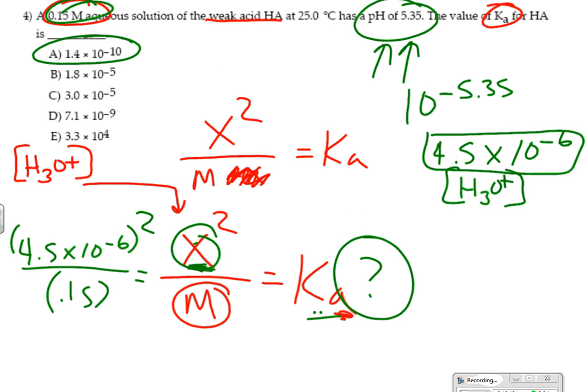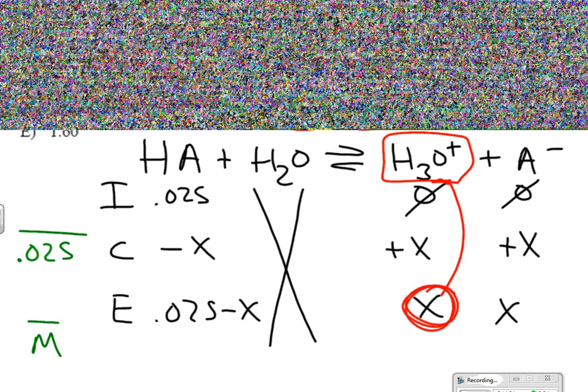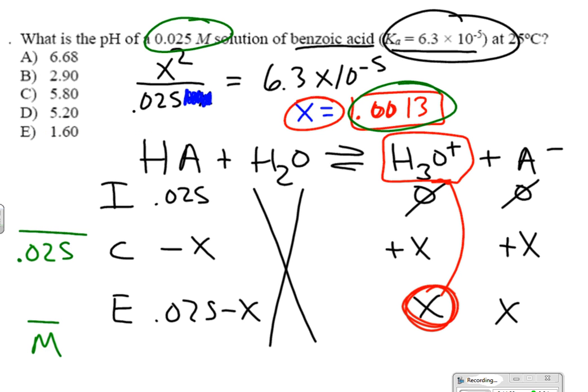So 0.025 is my molarity, because it's molarity on the bottom, and then my X. My X came out to be 0.0013. So I put 0.0013 on the top times 100. So when I do it on my calculator, I get 0.0013 divided by 0.025 equals, and then I multiply times 100. I end up with 5.2%.